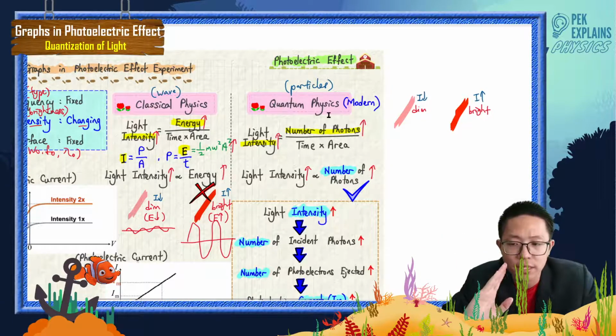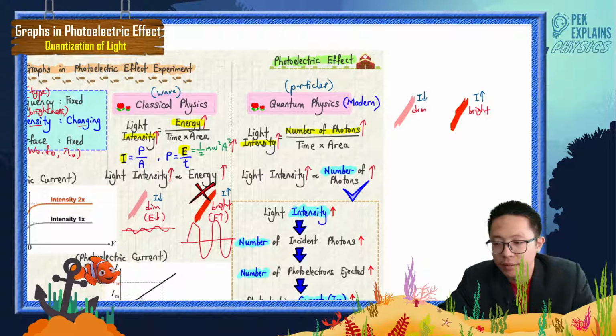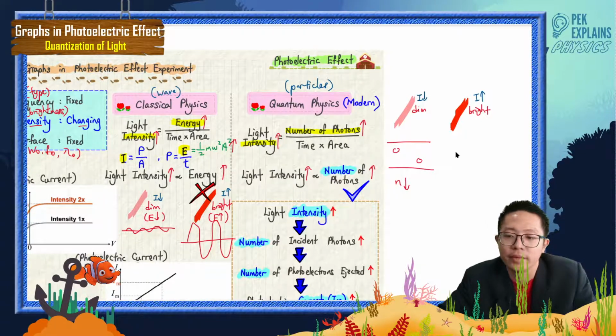Bright light has high energy, high amplitude. But for quantum physics, it's not about the amplitude. It's not about energy. It is about the number of photons. Dim light, low intensity. Low intensity means less number of photons. Maybe just 2. The N is less. N is the number of photons.